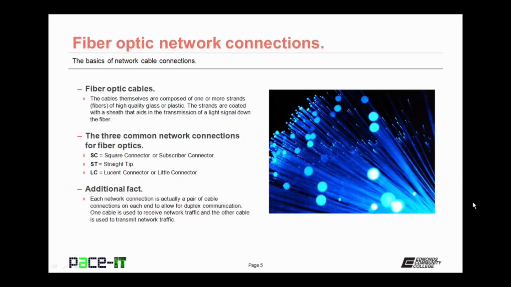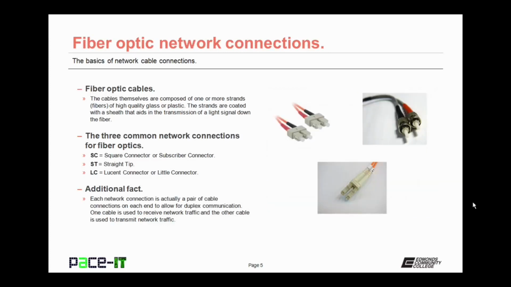The fiber optic cables themselves are composed of one or more strands, fibers, of high-quality glass or plastic. The strands are coated with a sheath, that's called cladding, that aids in the transmission of a light signal down the fiber. There are three common types of network connections for fiber optics. There's the SC connector, the square connector, or subscriber connector. There is the ST connector, the straight tip. And then there is the LC, which is also known as the Lucent or little connector.